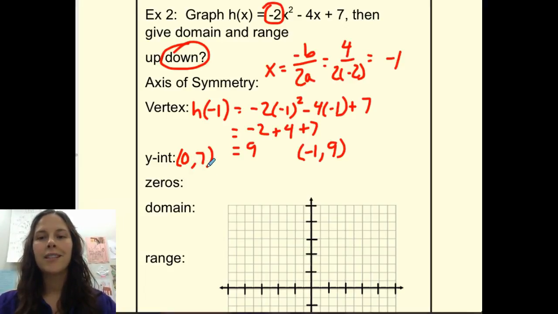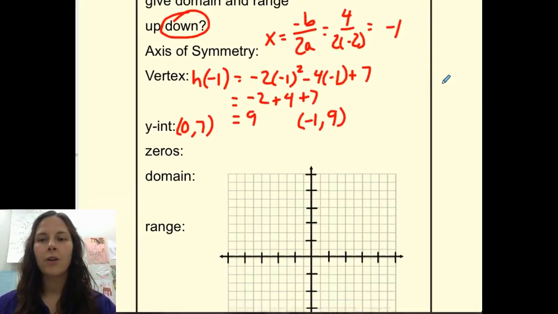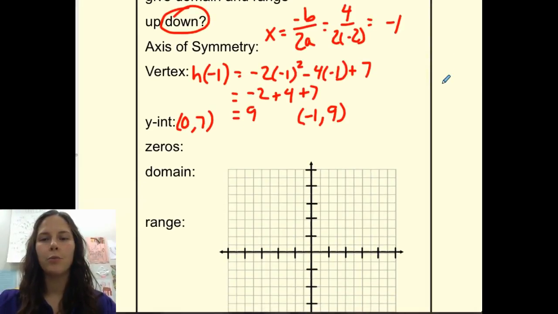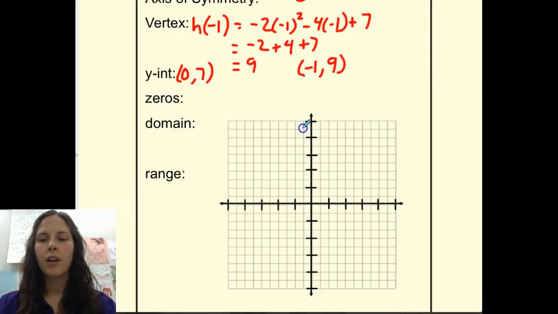The zeros in this case, we would have the AC method of factoring. What multiplies to negative 14 and adds to negative 4? There are no numbers that do that. So I'll show you how to graph a quadratic function when you only have 2 points. First of all, graph that vertex, negative 1, 9. Graph your y-intercept, 0, 7.